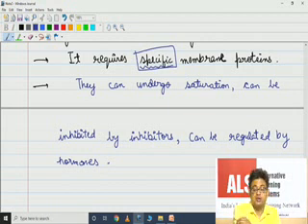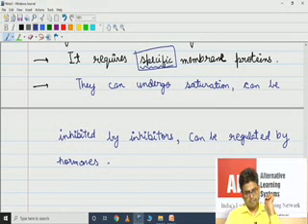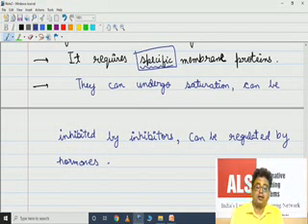Now I am going to tell you how solvent is going to be transported. Solvent means, for example, a glass of water in which I place some sugar. Sugar becomes solute and water becomes solvent.